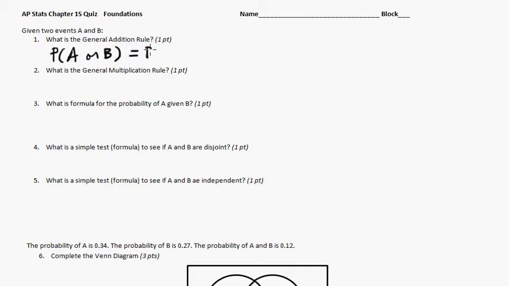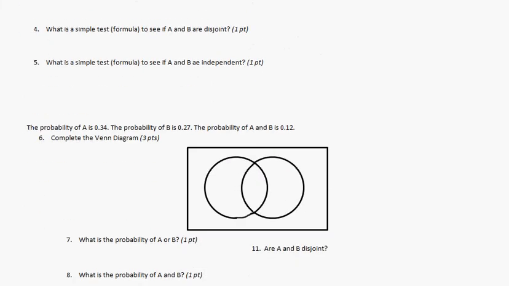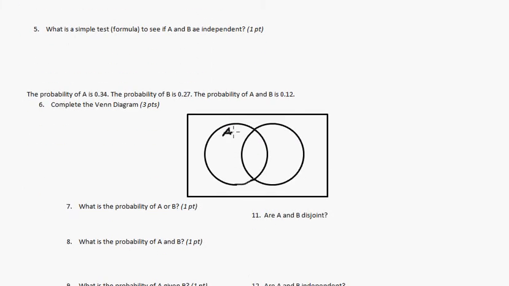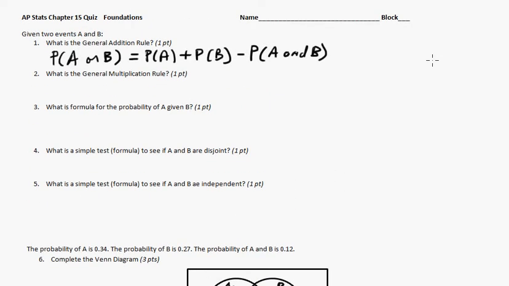and that's going to be equal to the probability of A plus the probability of B minus the probability of A and B. Okay, so what we're saying is that here's a picture, if we have A and B, then they overlap, and if we're going to add the probability of A and B, we can't count the middle twice. We have to subtract it off once.